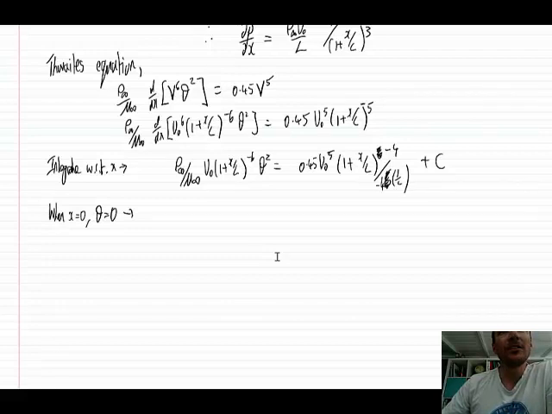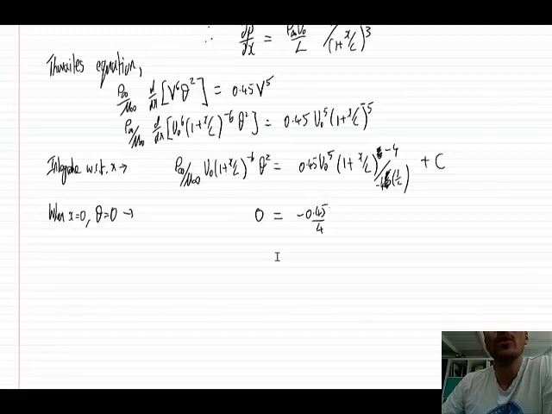When theta is 0, the left hand side of this equation is 0. When x is 0, we get minus 0.45 over 4 u naught to the power 5 L. Is that right? Yeah, x is 0 plus c. So c is equal to 0.45 over 4, which is 0.1125, 0.1125 u naught to the power 5 times L.